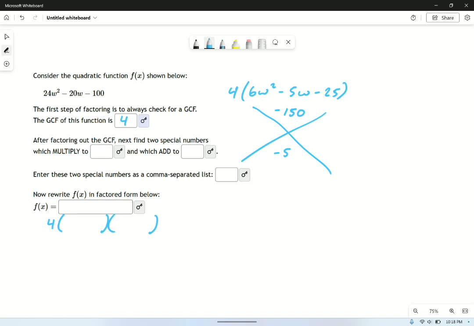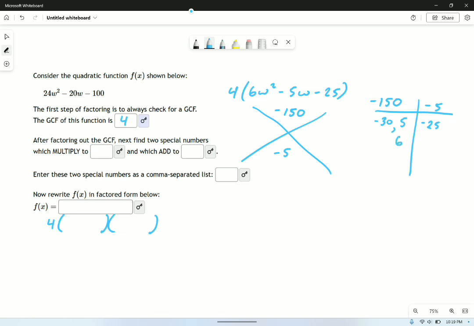And now I need two numbers that multiply to negative 150, but add to negative 5. Now, if you're like me, you're not too good at guessing this part. You might want to make a table over here. So here's what they have to multiply to, and here's what they have to add to. And I'm just going to start guessing. I know that 150 is divisible by 5. So I'm going to say, okay, well, 5. And the other number is going to have to be negative 30. But if I add those up, I get negative 25. So I'm a good distance off here.